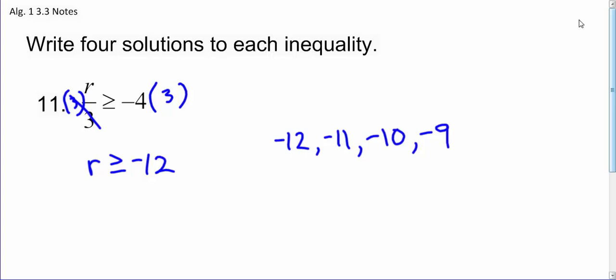And speaking of stopping, that's the end of your notes today. I hope this works for you. It's really like solving equations with one added rule. Divide or multiply by a negative, switch that inequality.